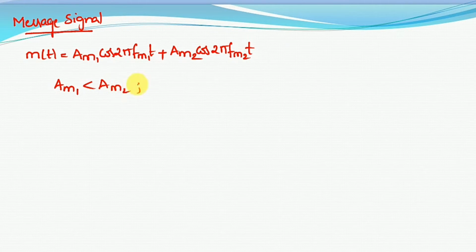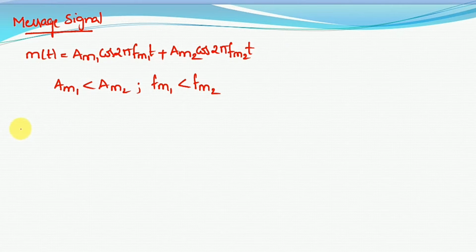So let us consider the message signal of a multi-tone AM signal is consisting of two frequencies, that is fm1 and fm2, and which is a cosinusoidal signal. So I can write it as Am1 cos 2 pi fm1 t plus its second signal amplitude is Am2 cos 2 pi fm2 t. Here we have to make the assumption, that is the amplitude of first signal is less than the amplitude of second signal, and also the frequency of first signal is less than the frequency of second signal.